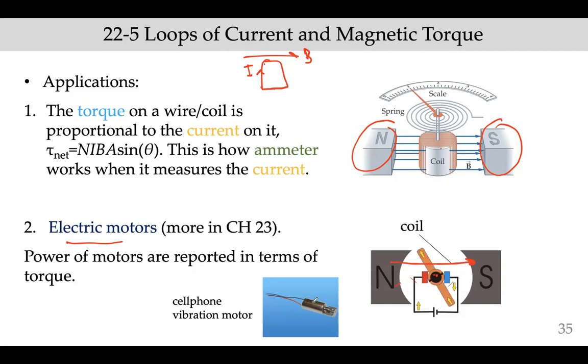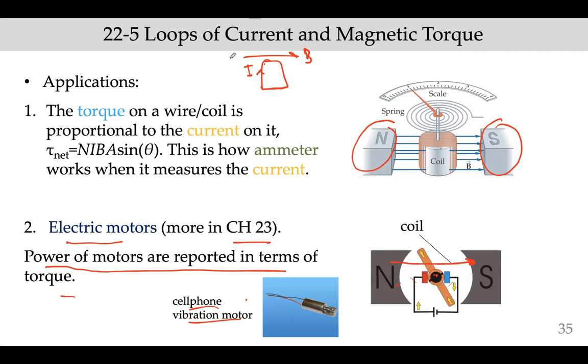Here you can see an example of a cell phone vibration motor. It's small, but it's enough to vibrate your phone. And again, as we mentioned, the power of motors is reported in terms of torque. We will come back to electric motors in more detail in chapter 23. But for now, that's all for electric motors.